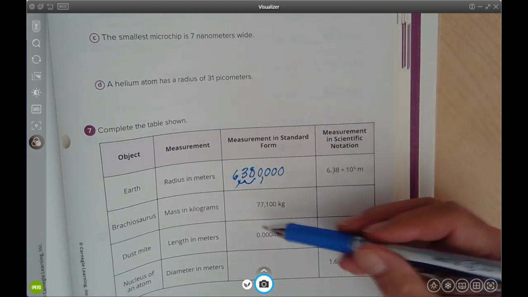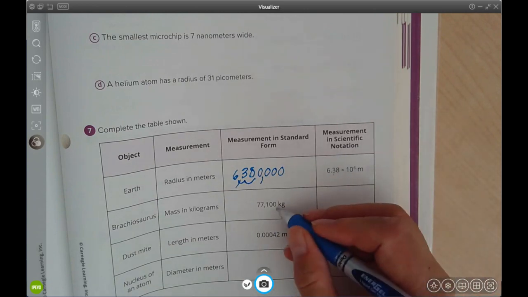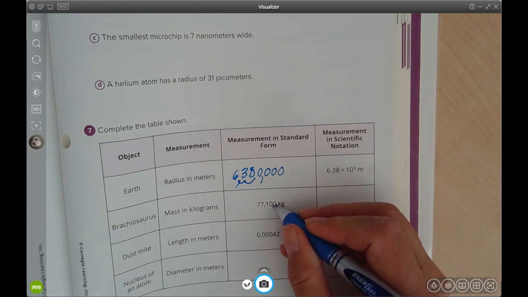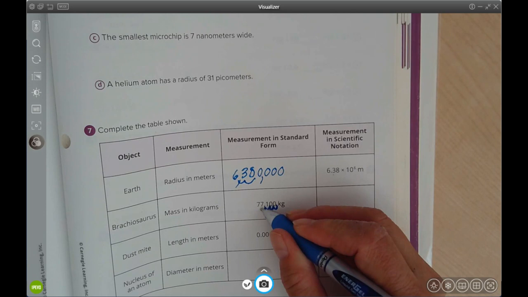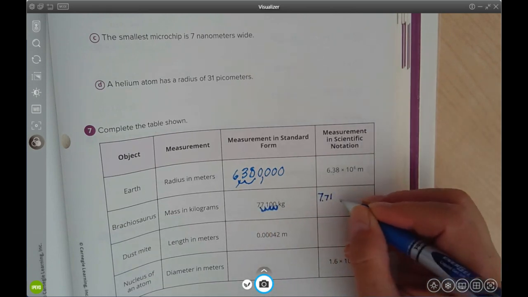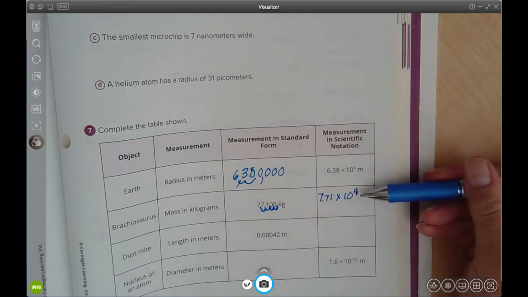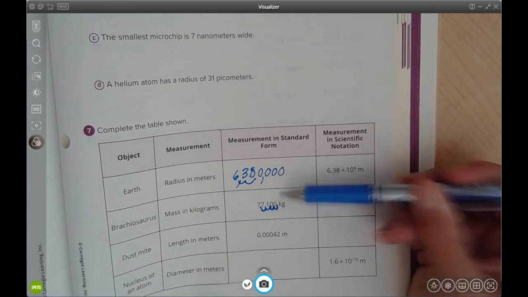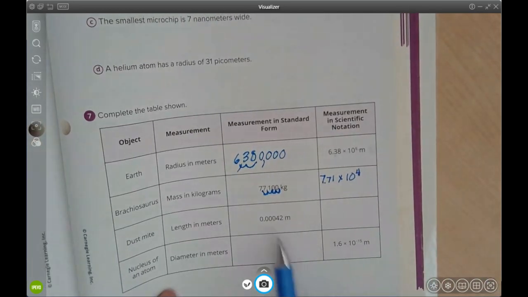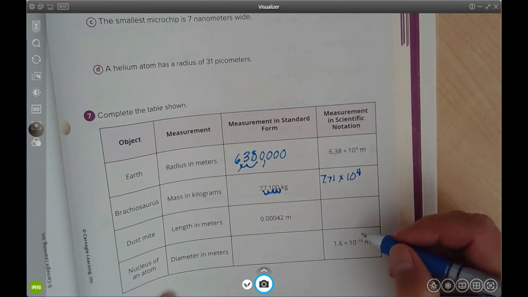When it's written as a number, we're going to write it in scientific. So let's figure out where to put the decimal. 1, 2, 3, 4 places. So 7.71 times 10 to the fourth. And it's a positive 4 because it's a large number. So now we have an example with a small number. That means we know we're going to have a negative exponent.